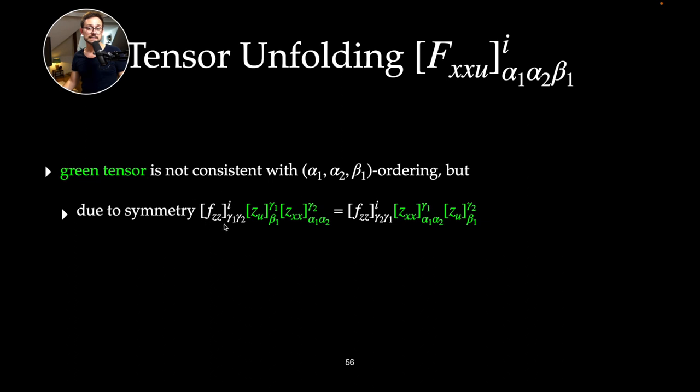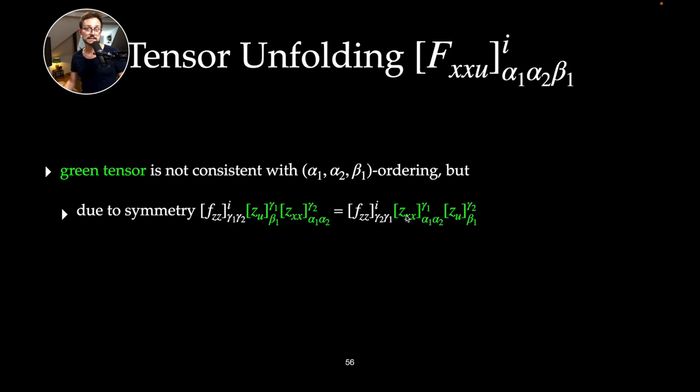But this is a symmetric matrix, the FZZ. So it doesn't matter if I take the partial derivative first with respect to the gamma first variable and then to the gamma second variable. It's the same entry I will get if I take the partial derivative with respect to the gamma 2nd variable and then to the gamma 1st variable. So I can switch around the gamma 1s and gamma 2s. So I can make this a gamma 1 and gamma 2, switching them around as well.